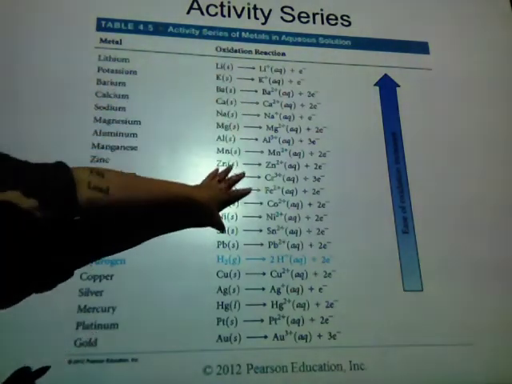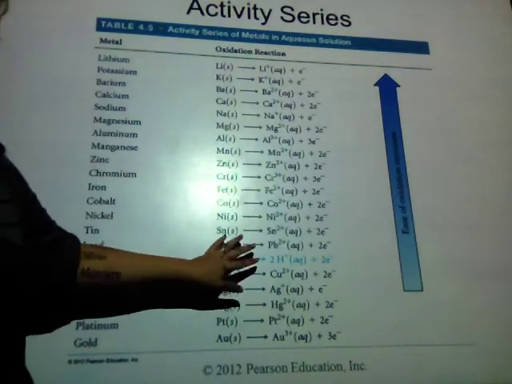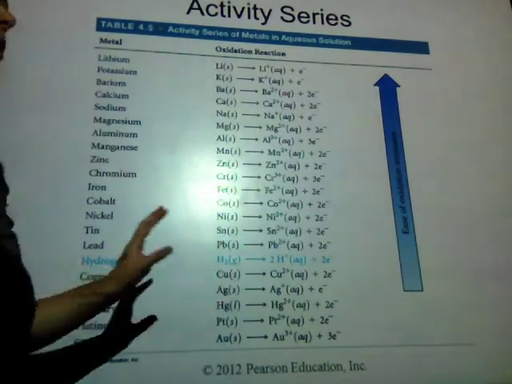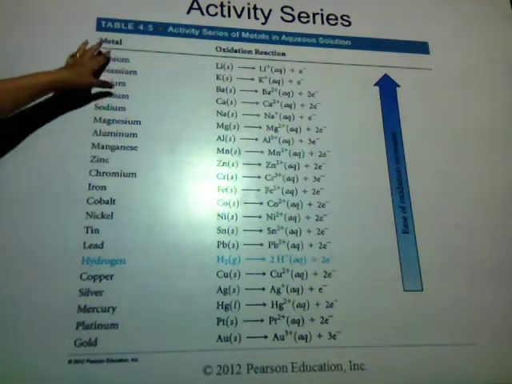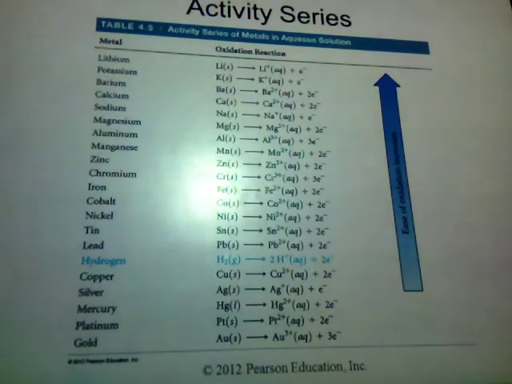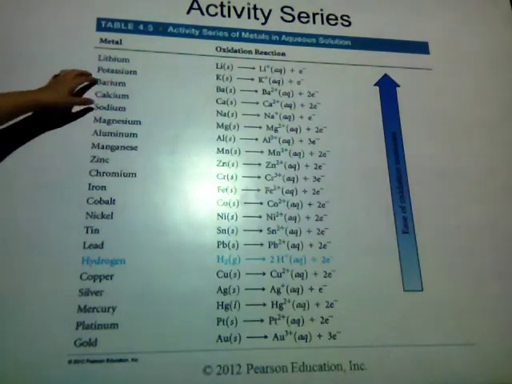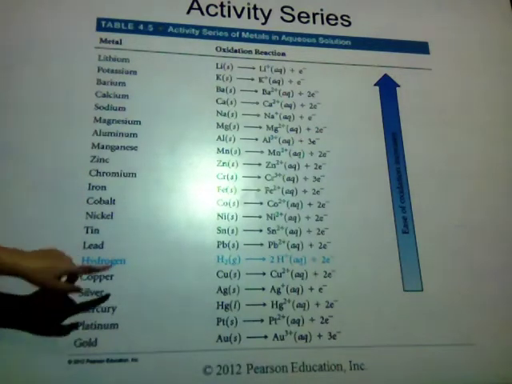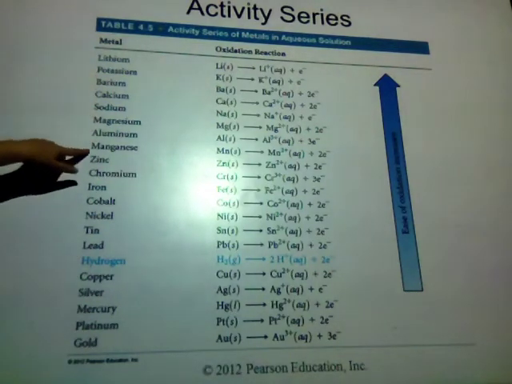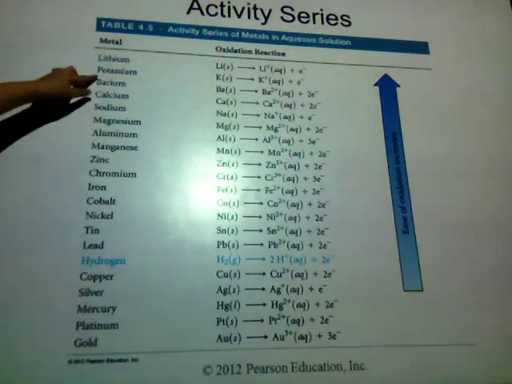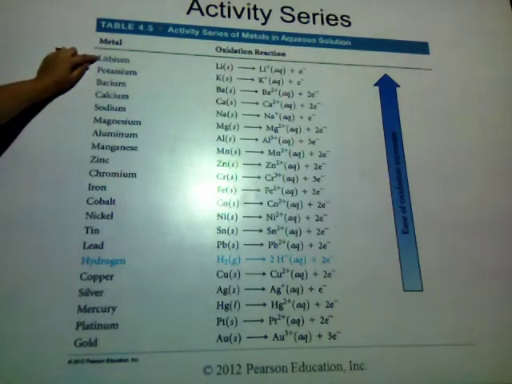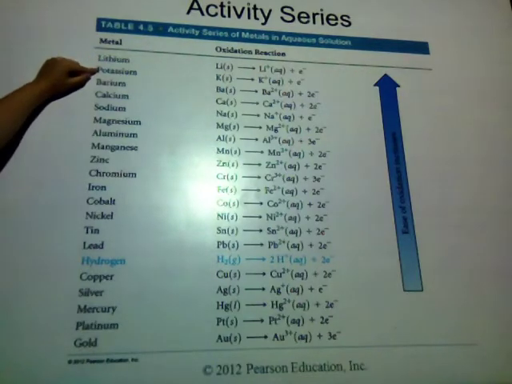Right now, we don't have to worry about this part of the column. This is what we're going to get to when we get into our chapter on oxidation and reduction reactions. Right now, I just need to look at this list of metals. If I look at my activity series, anything that is above what you're looking at can take the place. So lithium can take the place of any of these in a reaction. Potassium could take the place of anything underneath it, but it could never take the place of what's above it. So lithium could take the place of potassium in a reaction.